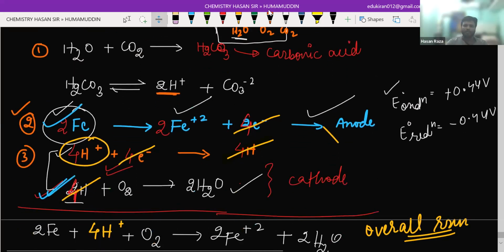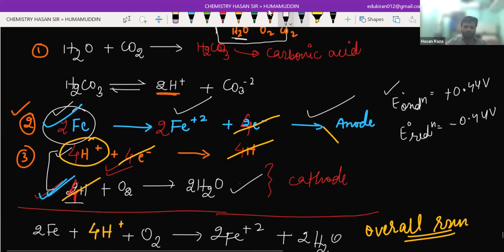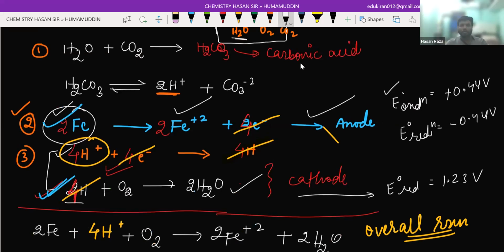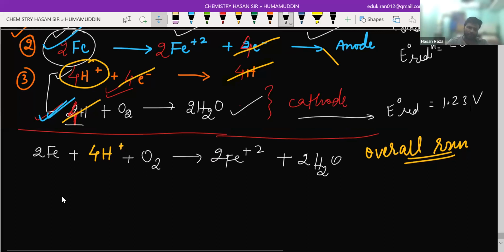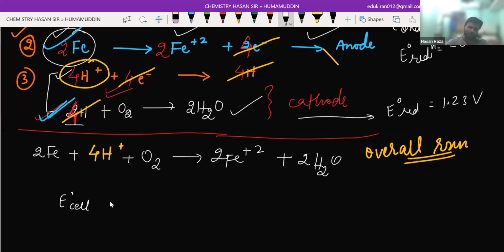Okay, I always forget to write the E naught for this reduction. So E naught reduction here has a value of 1.23 volt. Since E naught cathode and E naught anode are given, you are going to calculate E naught cell for me. You know the formula of E naught cell, right? Which is E naught cathode minus E naught anode.